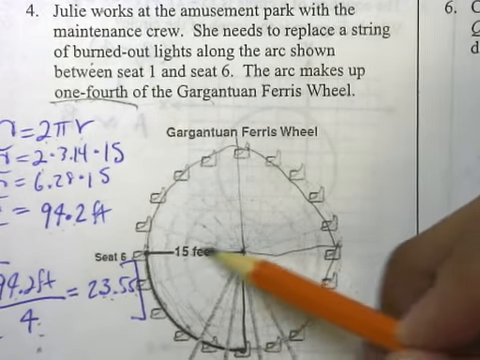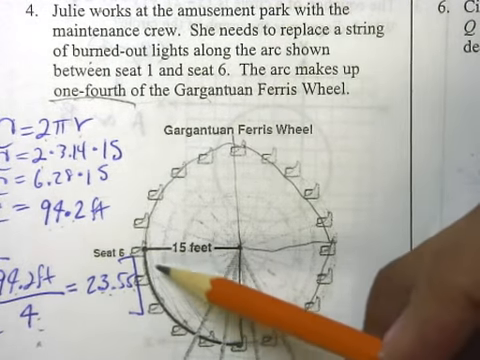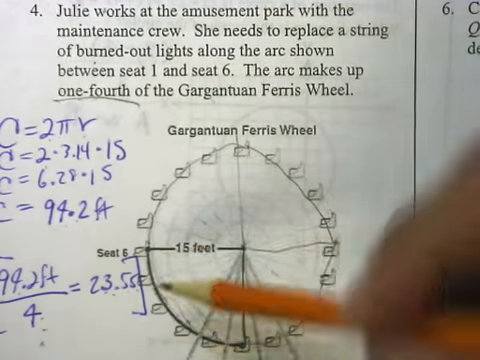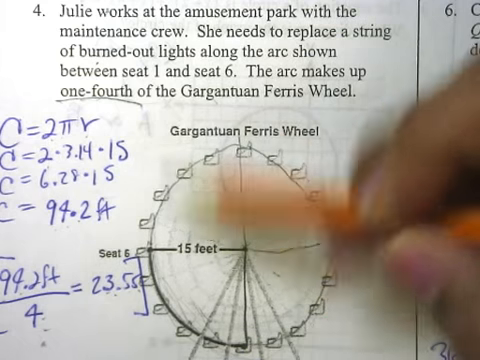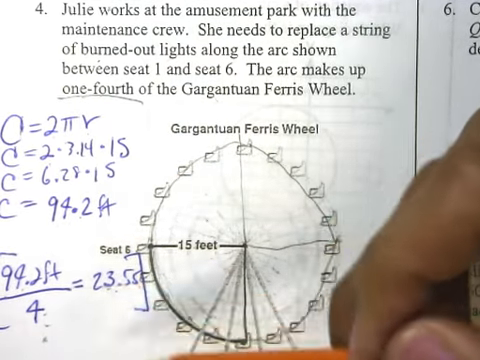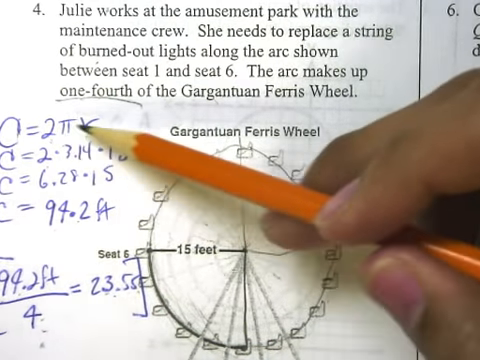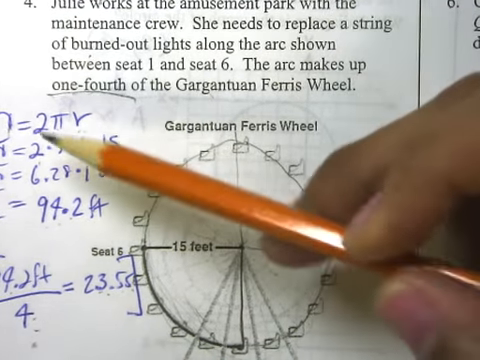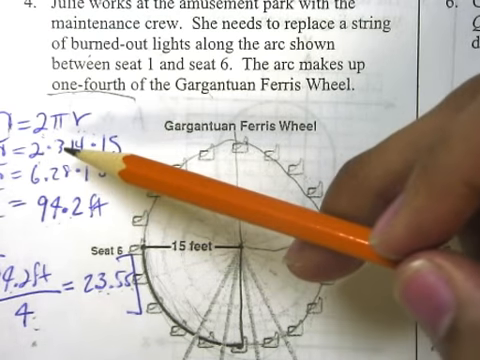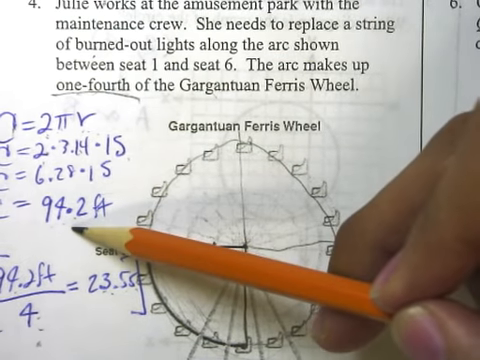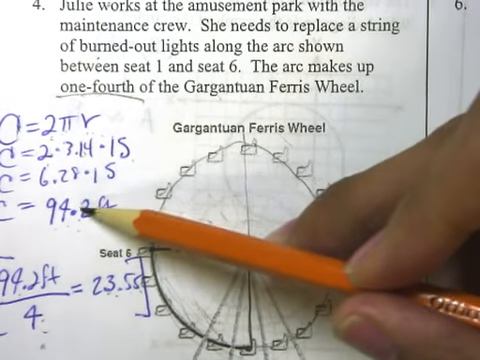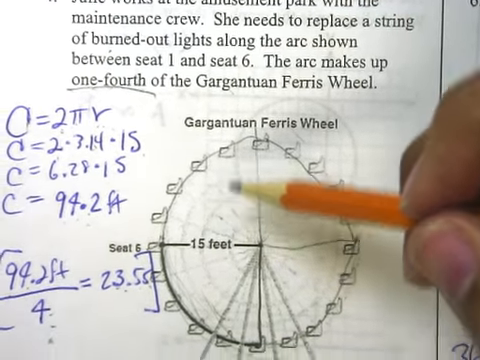Number 4, they give me a picture of a Ferris wheel. They tell me that the radius is 15 feet. They want me to find the distance from seat 6 to seat 1. So naturally, if I'm dealing with this part of the circle, I hope you realized that you're dealing with the circumference of the circle. And the formula for the circumference is 2 times pi times r. So I can find the whole circumference of this circle. So 2 times pi times r is 2 times pi times a radius of 15, and I get 94.2 feet. So the entire distance around this circle is 94.2 feet.